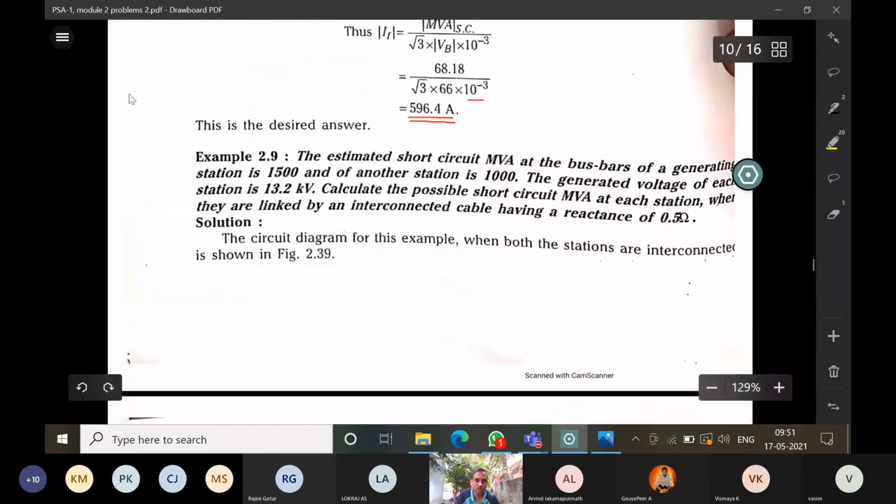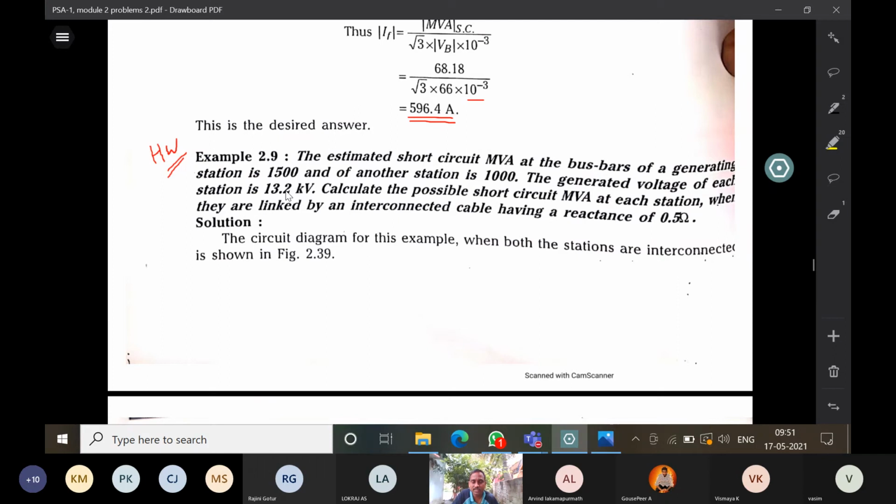So take another problem for homework. Note down this. Estimated short circuit MVA at the bus bar of the generating station is 1500 and of another station is 1000. The generated voltage of each station is 13.2 kV. Calculate the possible short circuit MVA at each station where they are linked by an interconnected cable having a reactance of 0.5 ohm.